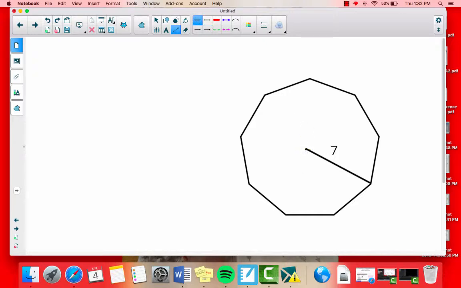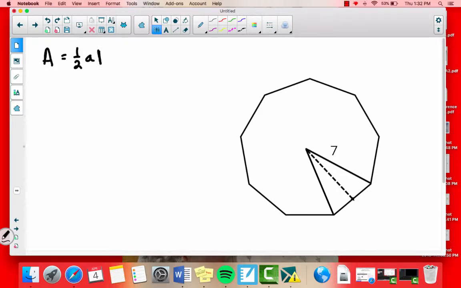So I'm going to draw another radius. And I'm also going to go ahead and use a dotted line to represent the apothem, because remember, we need the apothem in our formula. And remember, the formula is 1/2 apothem times perimeter. Now notice in this picture, we don't have the apothem length or a side length to find the perimeter. So this is where that central angle and the SOHCAHTOA are going to be very helpful to us.